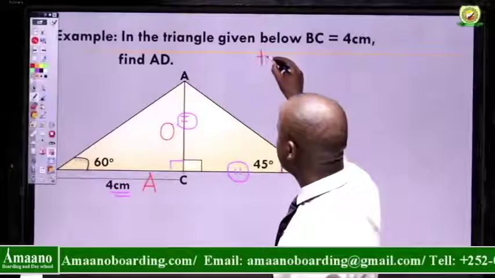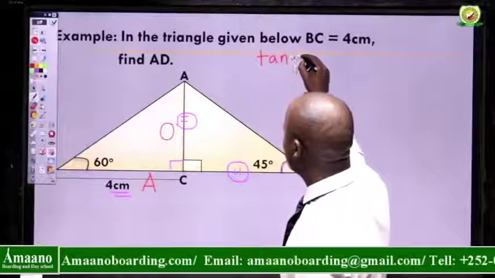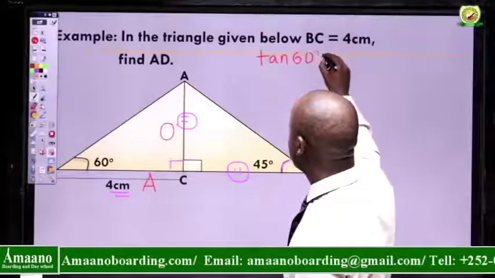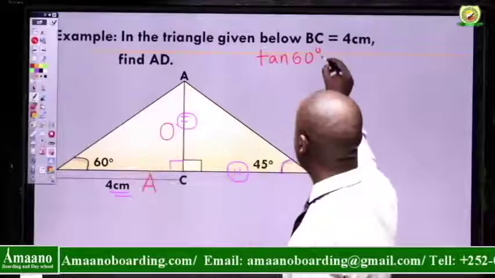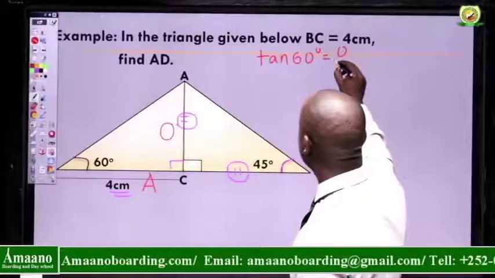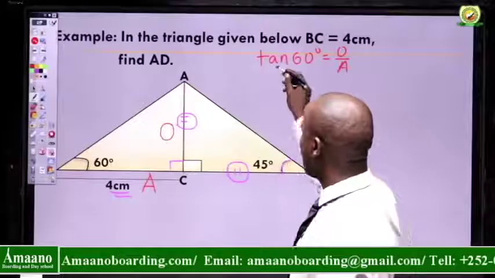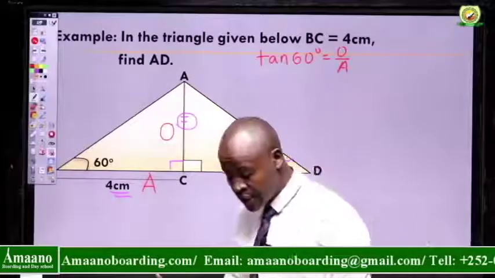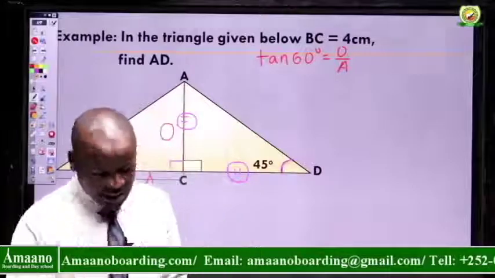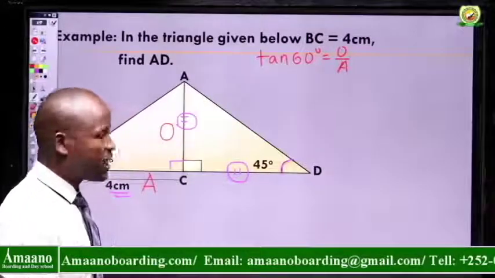Okay, then tan of which angle? Tan of 60 degrees. The angle given here, 60 degrees, is equal to opposite divided by adjacent. Okay, what is tan 60 degrees? Tan 60 degrees is the square root of 3, or radical 3.